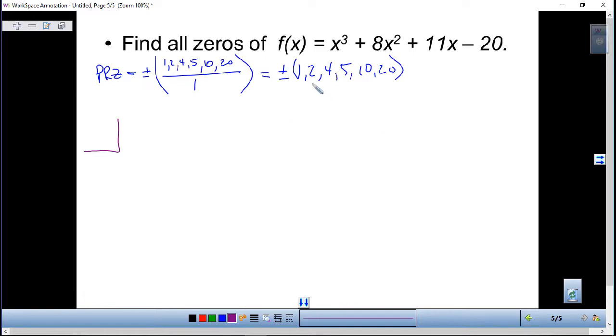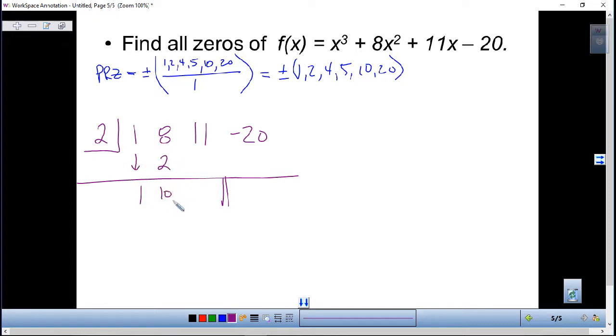All right, so let's try 2. We'll try positive 2, and we're going to have 1, 8, 11, and negative 20. So we bring this one down, so you got 1 times 2 gives you 2. Add those, you get 10, that gives you 20, and this is not going to give me 0. Because when you add those together, you're going to get 31. Of course, that's going to be a number way bigger than 20. That would make that 0. So let's go ahead and erase that.